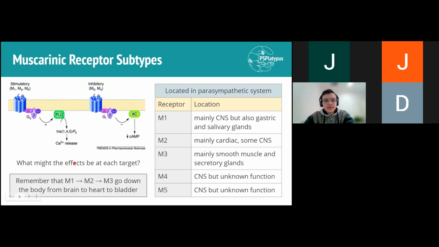A really easy way to remember the main important ones, because M4 and M5 are still up in the works: if you want to remember M1, M2, M3, just remember that you're going from your brain, so that's the CNS, M1, to your heart, which is M2, and then down to your bladder.